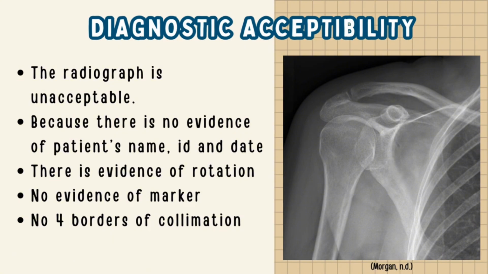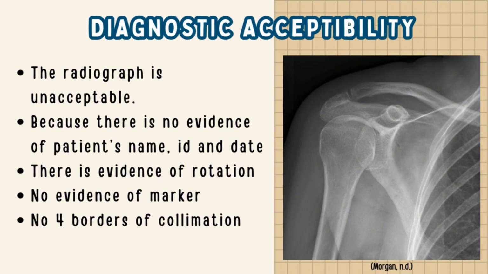Thirdly, there is evidence of rotation, which indicates incorrect positioning. This affects the accuracy of the image and may lead to misinterpretation. According to the hierarchy of errors, these issues are considered serious errors that require a repeat examination. Other serious errors include structure cutoff and incorrect exposure, as they can affect diagnosis.